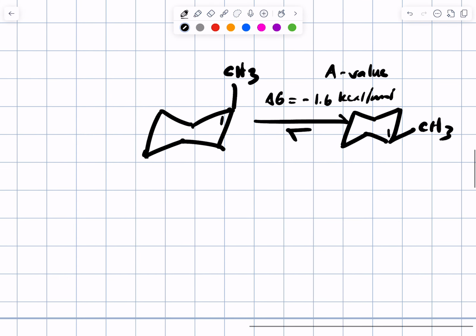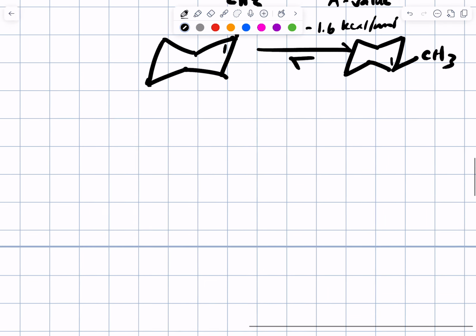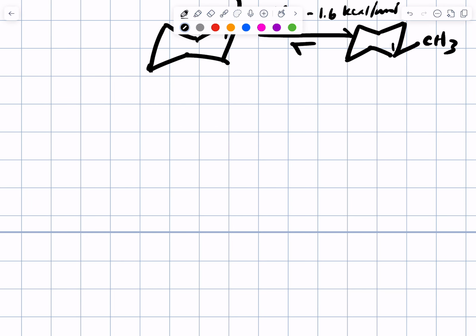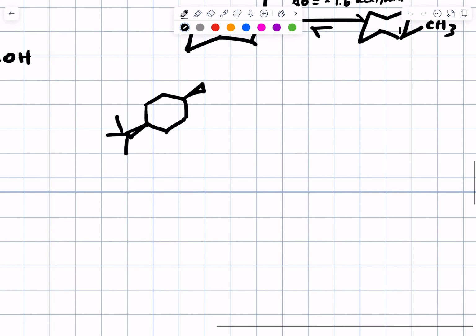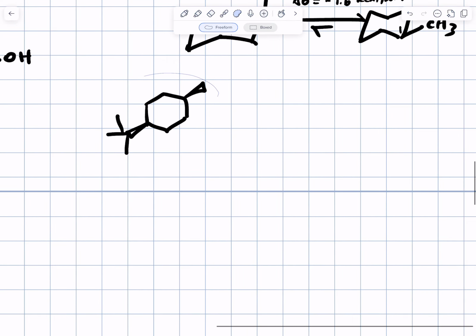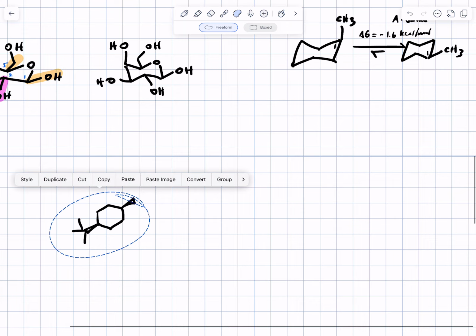Quick example would be to say, okay, what if I had a cyclohexane ring that looked like this? Let's put a t-butyl group here. And then a methyl group there. So let's draw the most stable chair conformation for that molecule.